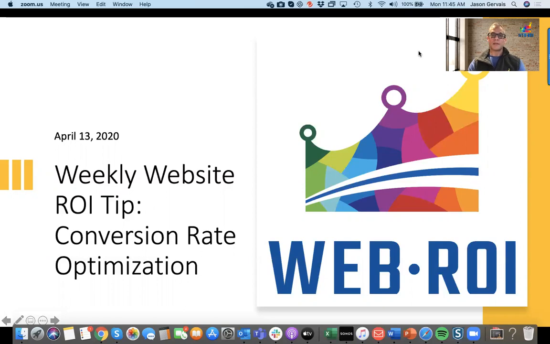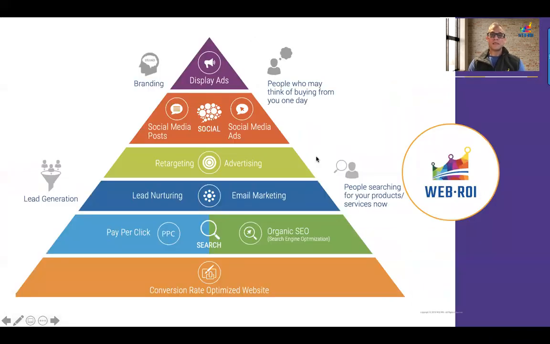Conversion rate optimization is basically the process of making it more likely that your visitors to your website are going to take the action that you want them to take. In other words, convert into a lead or convert into an opportunity or take some step that you want them to take that is one step closer to buying something from you or giving you money.